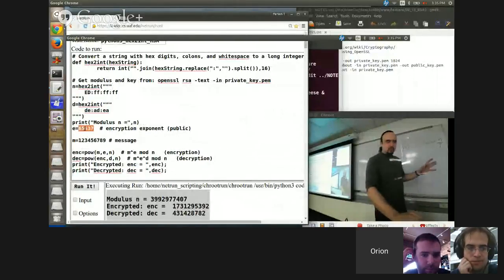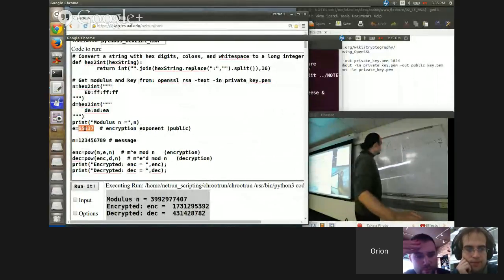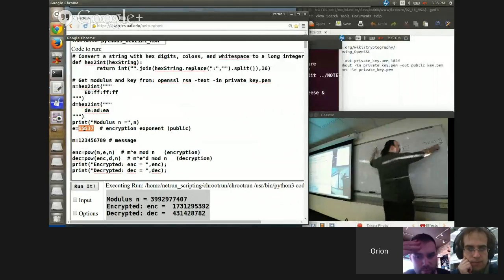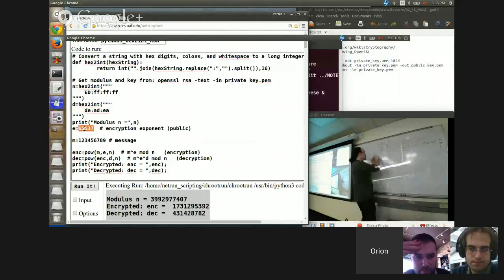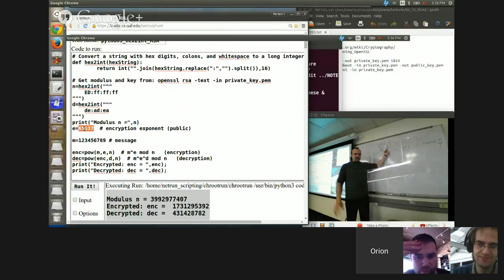Let's see. Everybody knows what E is. That's true. So one of the three is known. Do we have to tell people N? Well, for them to do M to the E mod N, they kind of got to know N. Right? N has to be public. That's public. So that's kind of scary. Well, D we can keep secret.